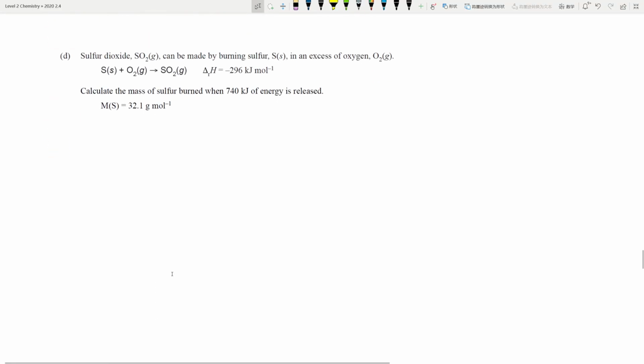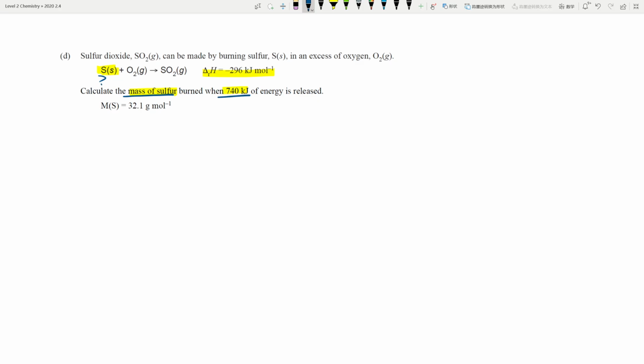Okay, calculation. We got a calculation question. The best part with this type of question is to make sure you know what you're calculating. We're calculating the mass of sulfur, so we need sulfur, which is this one. Sulfur dioxide can be made, and so on, not important. 740 kilojoules, the enthalpy is -296. The first thing is to calculate the mass of sulfur, so I need the mass of this. 740 kilojoules of energy is released.